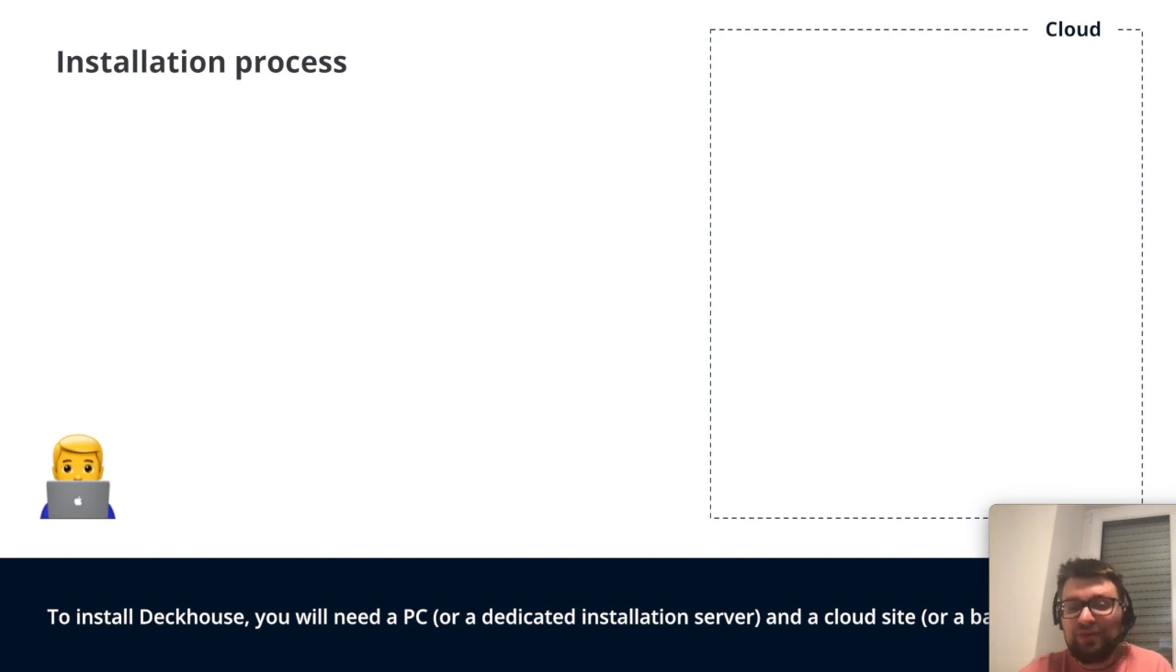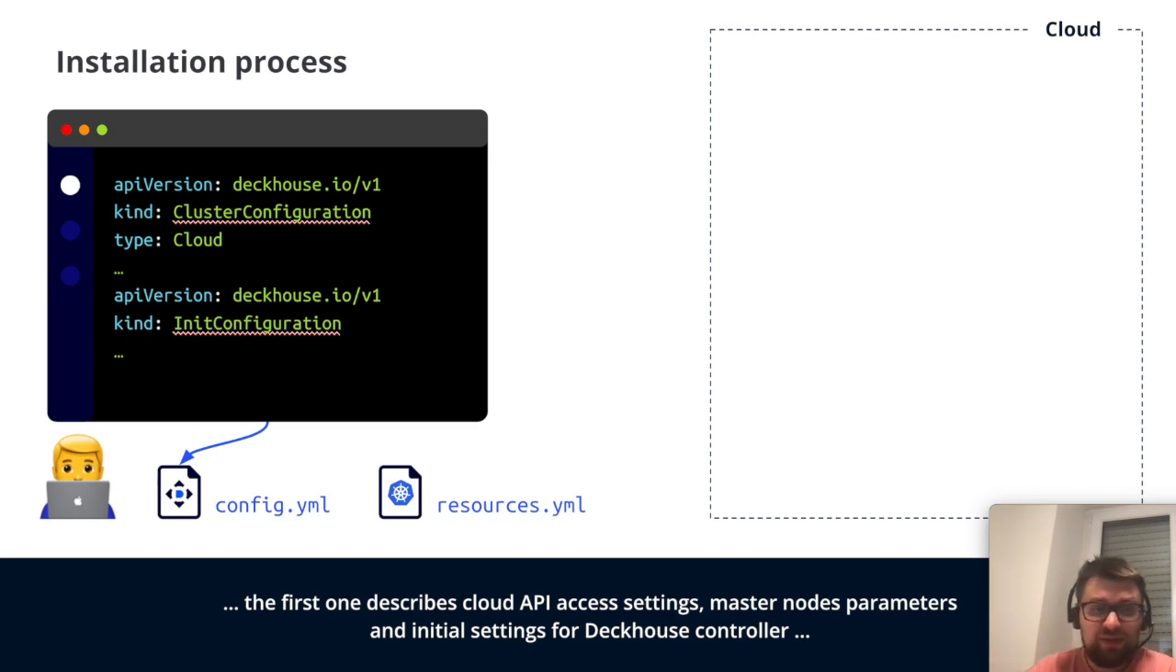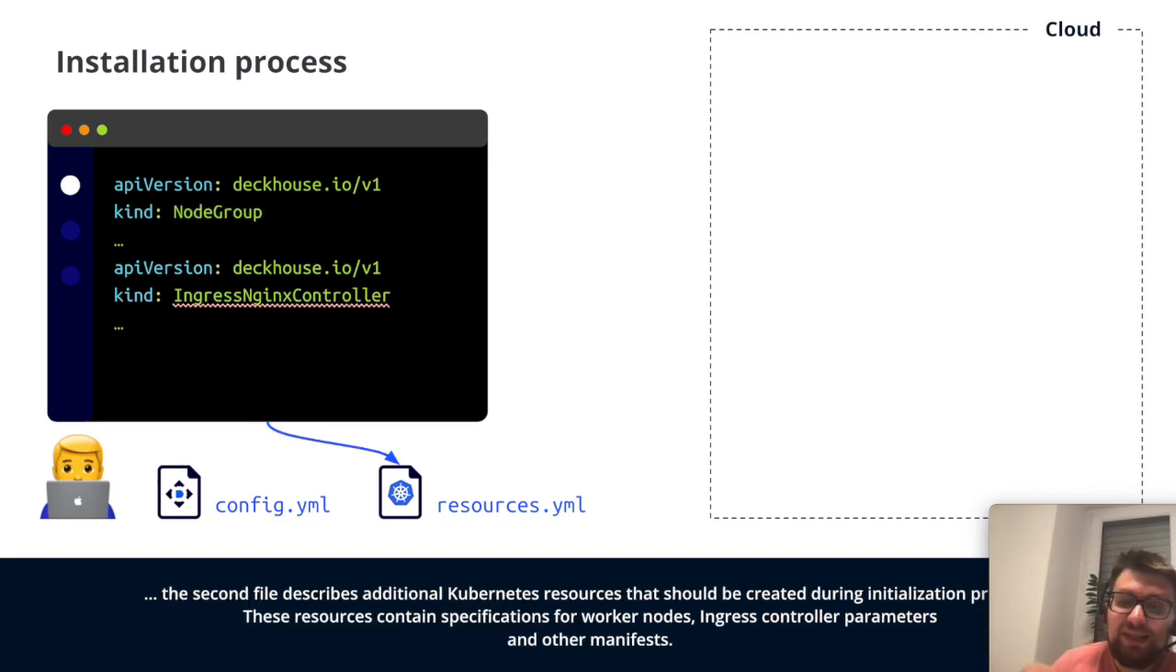So to install Deckhouse, you need a personal computer or a dedicated installation server and access to the cloud site. The installation is based on two configuration files. The first file is called config.yaml, and in this file we describe the initial state of our Kubernetes cluster, like the Kubernetes version, the state of the Deckhouse modules, and some provider-specific settings, like whether we want to deploy the cluster to an existing VPC, maybe we want to add some security groups or change the flavor for the master nodes, and so on. And the second file is not an ordinary config file. In this file we put Kubernetes resources that we want to deploy right after the cluster is ready for use.